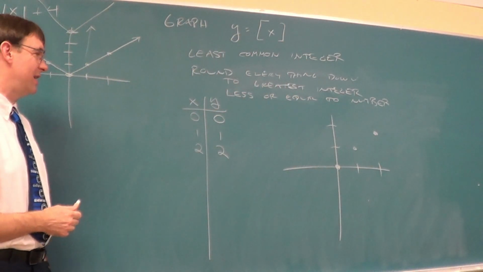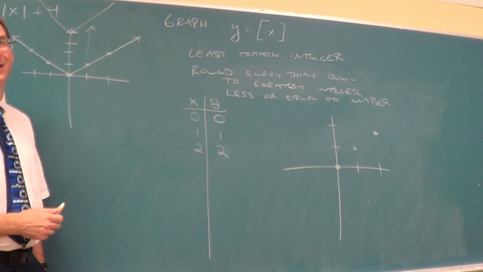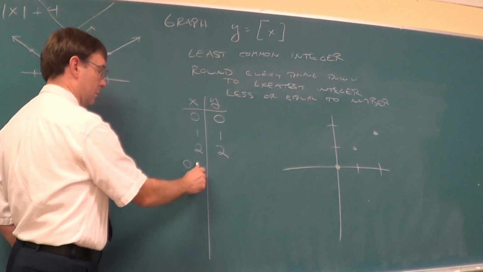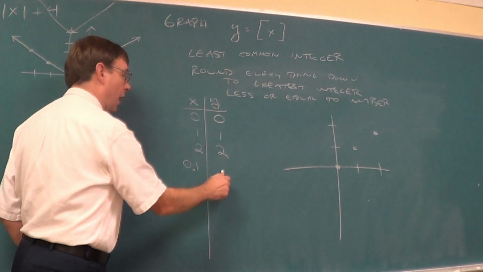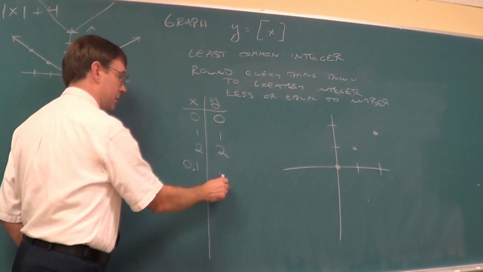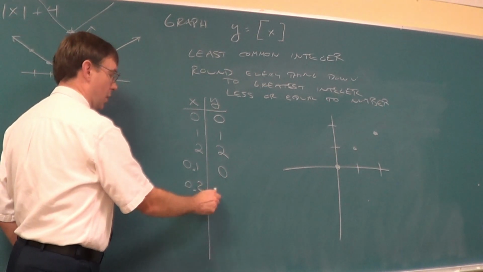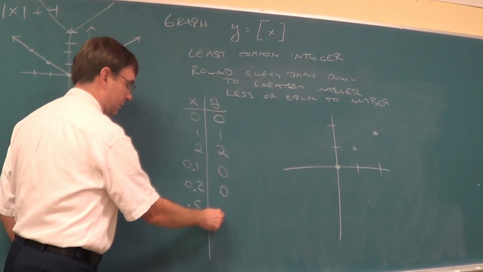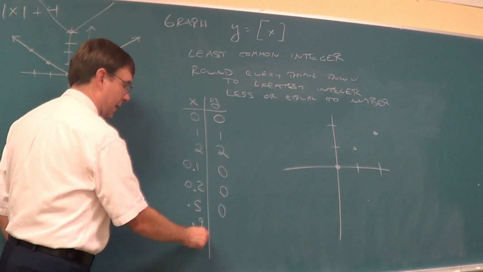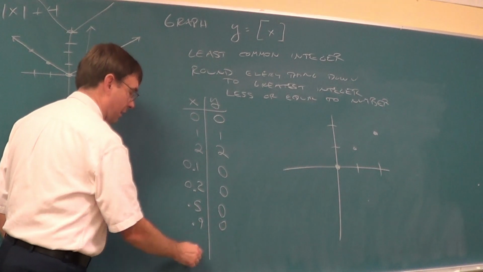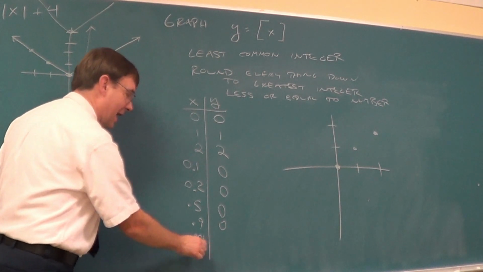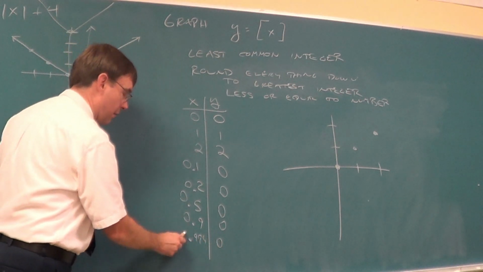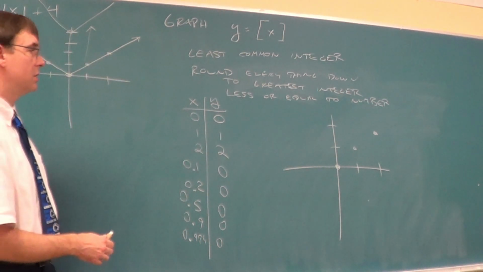What's the only way that this thing is going to do anything? Fractions or decimals. So let's say 0.1. That would round down to 0. 0.2 rounds down to 0. 0.5, still 0. 0.9, still 0, rounding down. 0.999, down to 0. Anything that starts with 0 and does decimals is going to be zeros.